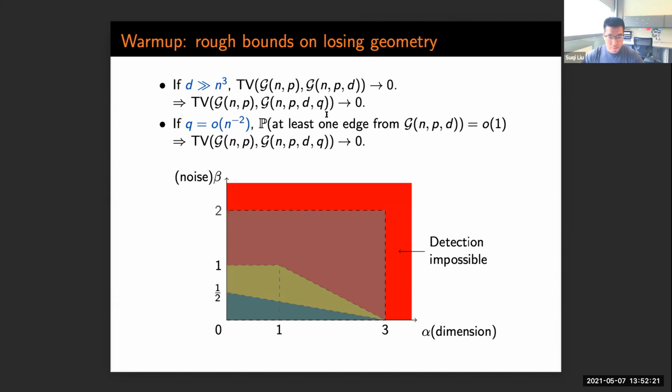And those two previous rough bounds translate into a vertical line and a horizontal line in the phase diagram. And outside of the gray box is the region where detection is impossible. We can see that our results improve upon the upper bound in a large region. And also most importantly, it points out an interplay between the dimension and noise level in this region.